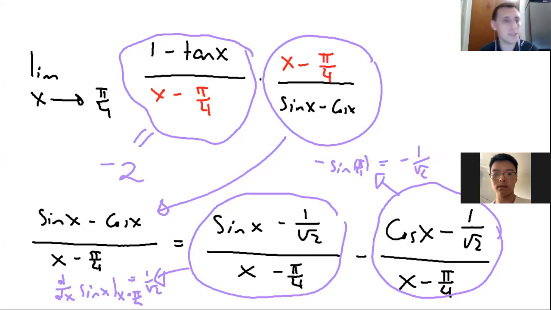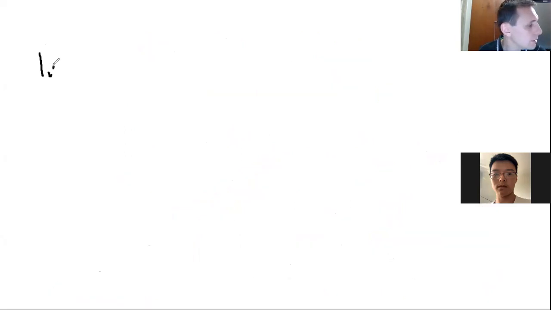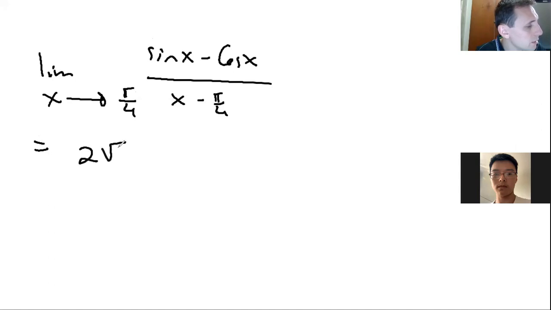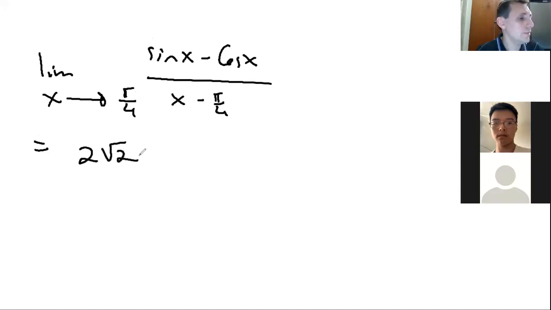And so that means that the limit as x goes to pi over 4 of sine x minus cosine x over x minus pi over 4 is simply equal to twice 1 over root 2, which is root 2. So this limit is simply root 2.